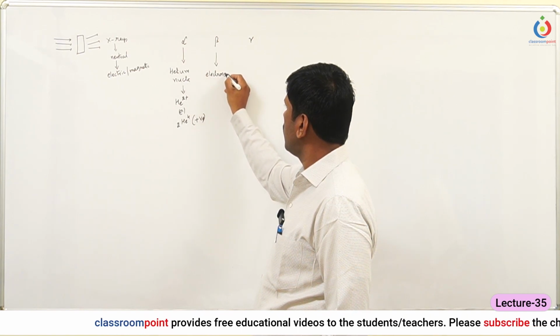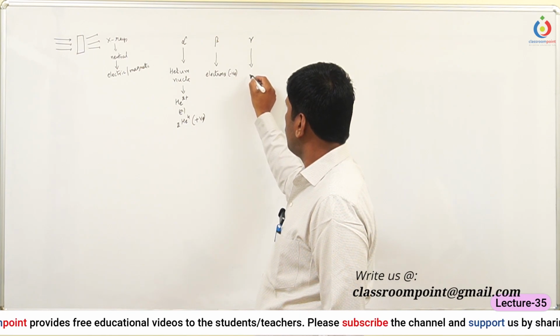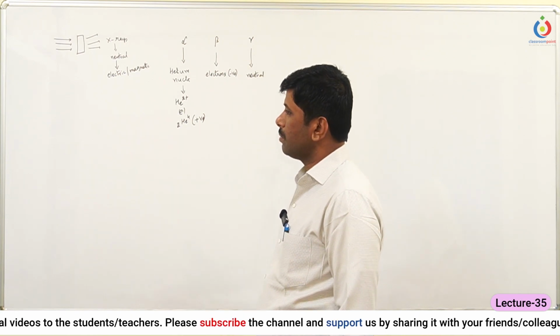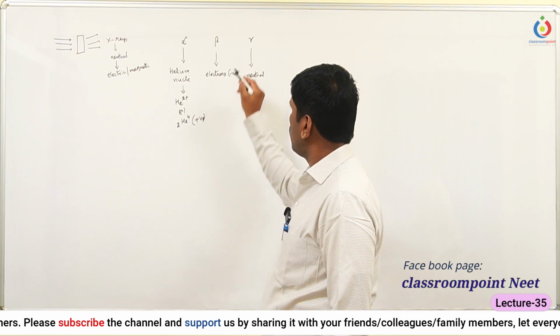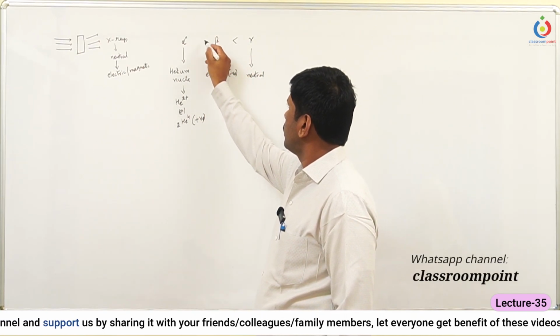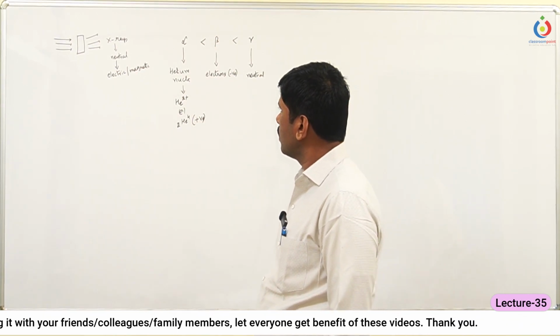Beta particles are just like electrons. Not the electrons, just like electrons, they have the negative charge, whereas gamma rays are neutral in nature. All these have penetration capacity. Among these, the highest penetration capacity is with the gamma rays. Next one, beta particles. Next, alpha particles.